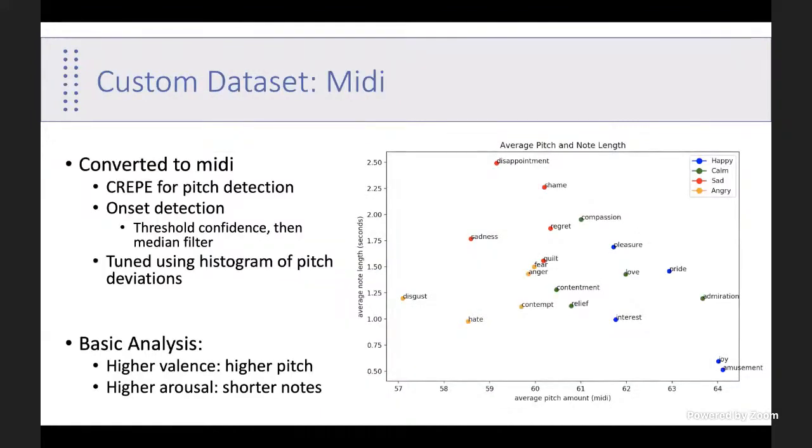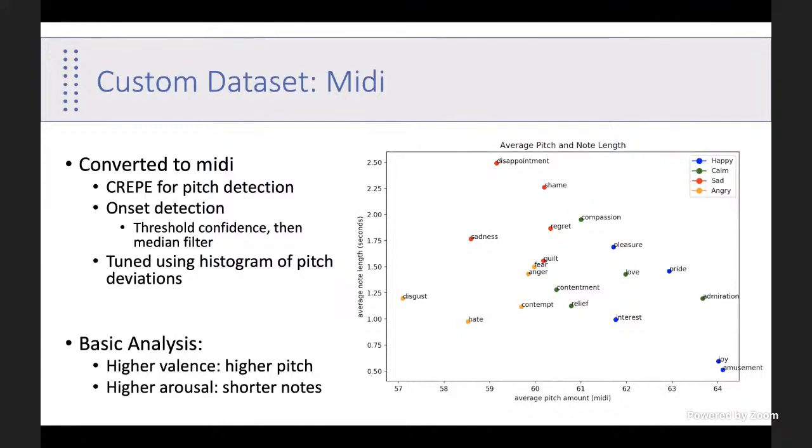So we converted each of the phrases to MIDI using the CREPE algorithm for pitch detection, and then wrote an onset detection function largely based on the confidence values that CREPE outputs for how confident it is that each thing is a note, and then applied a median filter for smoothing, as well as looking at pitch derivatives and some other onset detection functions. And then we tuned this data using just a histogram of pitch deviations. Since she was improvising, it was possible that she would go out of tune during the course of the session, so this was just to make sure it was converted correctly to MIDI.